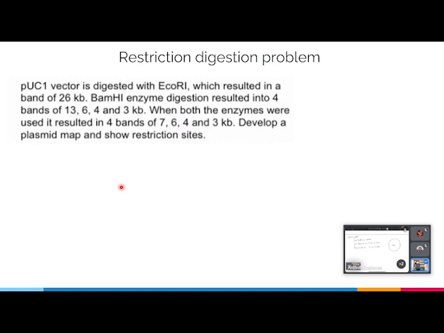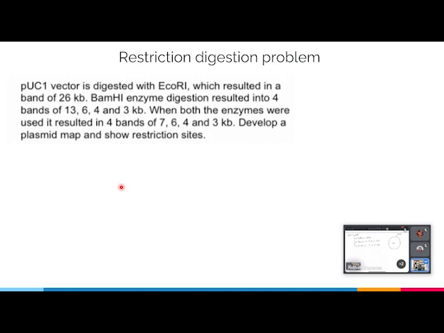So first off, we do the easier work, which we can solve in two ways. One is the sequential method, where you first take your vector and put the sites in one by one. So I will put our EcoR1 site right here. There is one EcoR1 site because there is only one band, as we just discussed. Circular vector, one restriction site, and one band. So EcoR1 only cuts once in the entire vector. So we have something that looks like this.